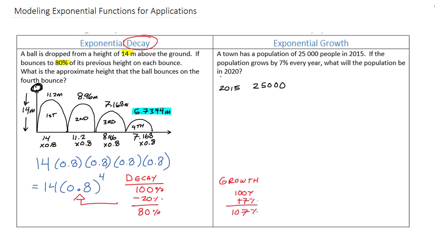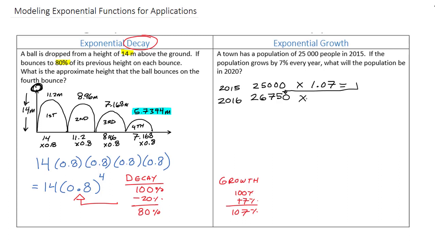So to find out how many people there's going to be next year, it says every year grows by 7%. We're going to times that by 1.07. So I punch that in my calculator, and that means at the start of 2016, they're going to have 26,750 people. That's what we get here. So that's how many people we end up having.